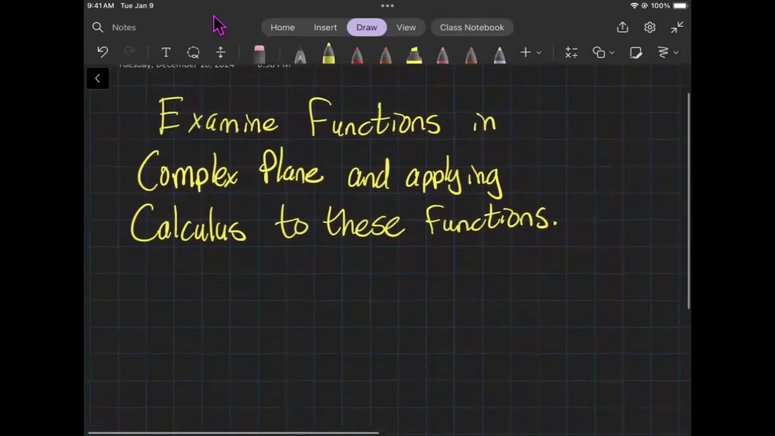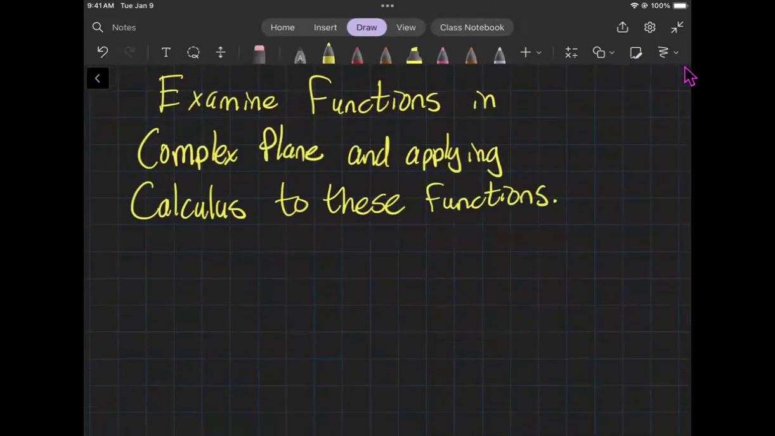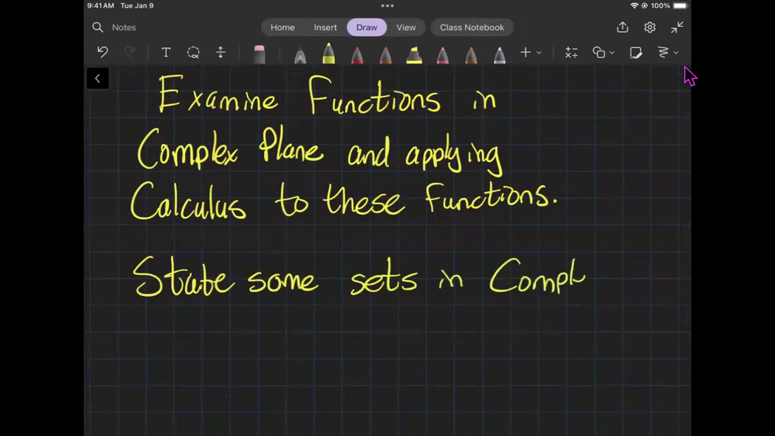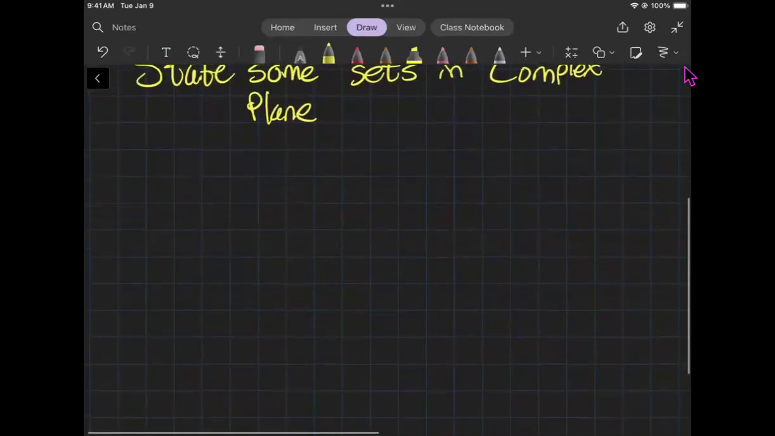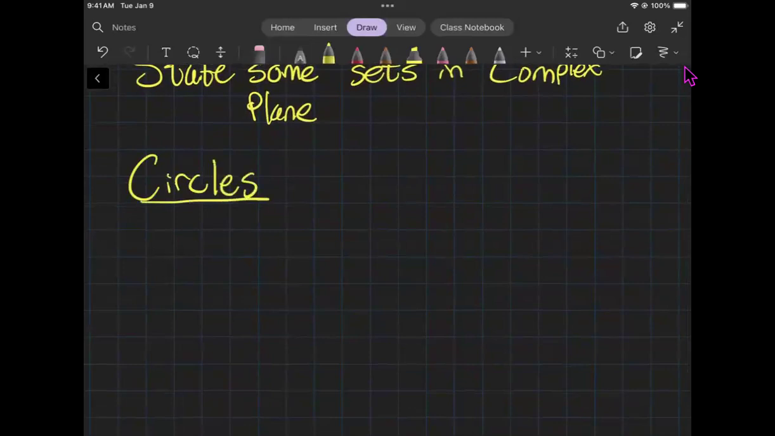Since these sets are vectors in 2D space, we can look at some sets in the complex plane. So before we do that, we're going to state some sets in the complex plane, some various ones. Okay, so the first we'll be dealing with quite a lot are circles in the complex plane.